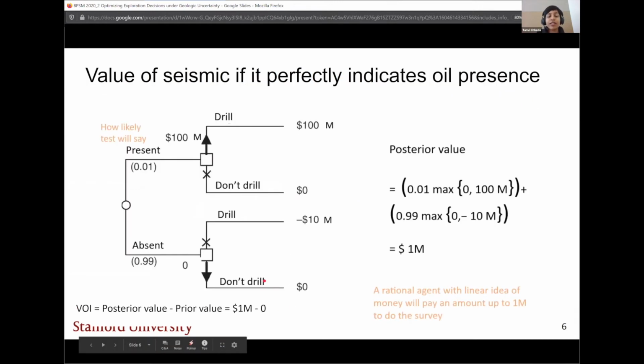Now, what if I told you that we could acquire seismic data that perfectly indicates if there is oil or not, and what is the amount that a rational decision maker should be willing to pay for it? We do this calculation again, and in this case, if the seismic says that there is no oil, we cap our losses to 0, and if it says there is oil, then we go ahead and drill. That shows us that the posterior value of doing such a thing would be $1 million, and hence the value of information, which is defined as the posterior expected value minus the prior expected value, would be $1 million.